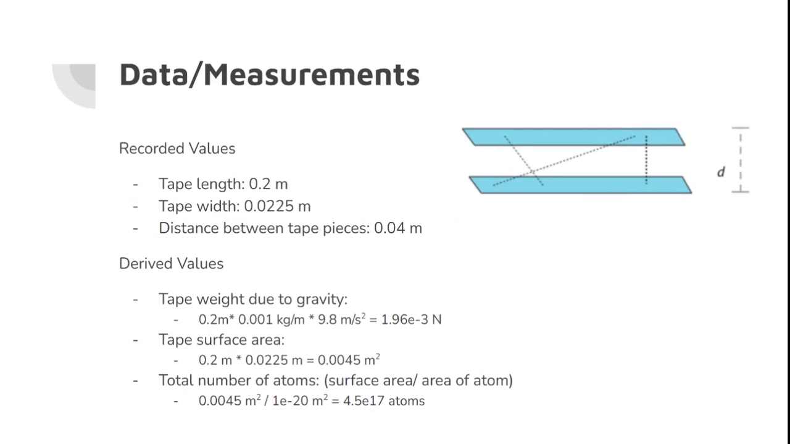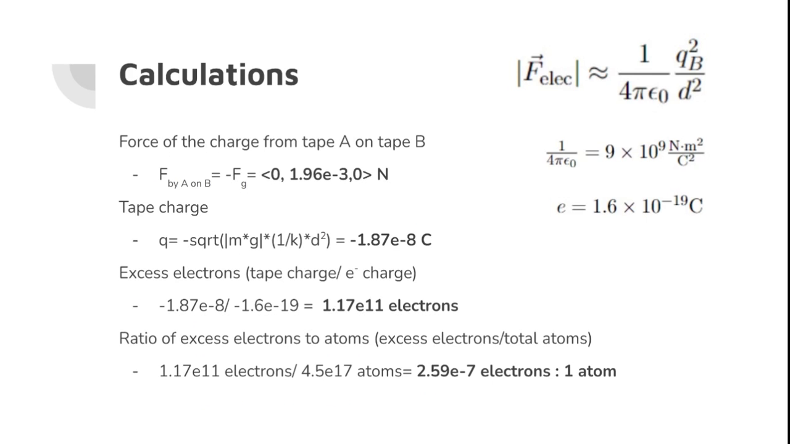So this is some of the data and measurement that I recorded, just the length, width, and distance between the two tape pieces. And from these values, we're able to derive other ones, such as the weight of the tape due to gravity, the surface area, and from that, the total number of atoms on an individual piece of tape. Now, from those values, we were able to calculate the force on tape B from tape A. And we're able to calculate that it was equal and opposite to the force due to gravity, as shown on the screen.